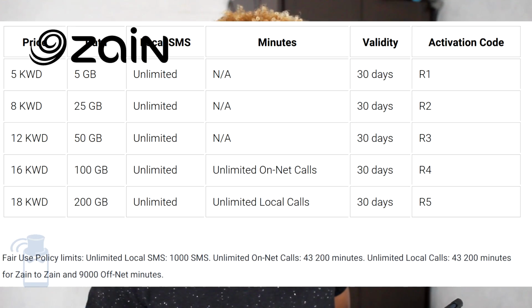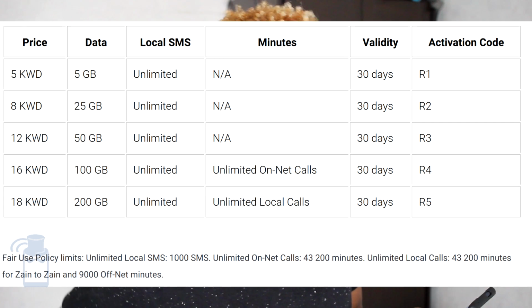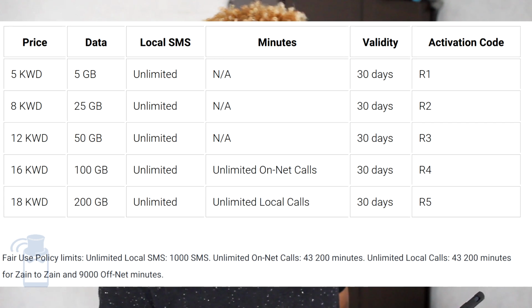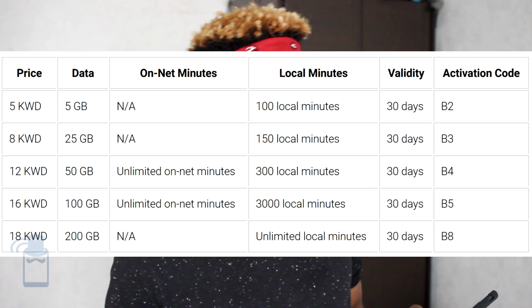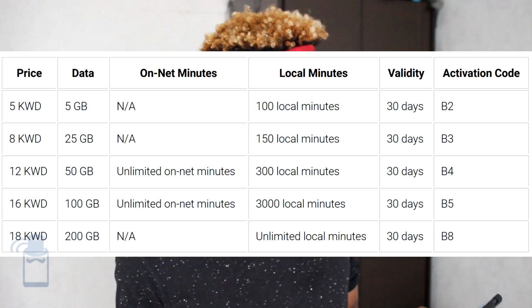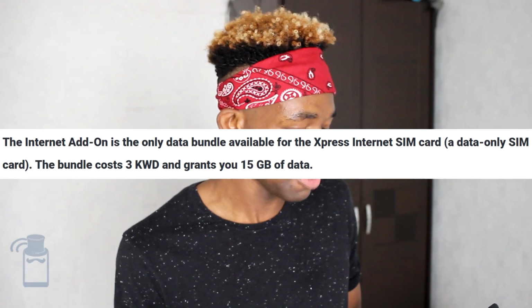Alright, so let's start with Zain. With the regular prepaid SIM cards you can get the Easy Internet bundles coming with data, unlimited local SMS and minutes. It could be either unlimited on net calls or unlimited local calls, all valid for 30 days. If you go with Ooredoo, you have the minutes and internet bundles coming with data, on net minutes, local minutes. If you have the data only SIM card, so the Express Internet SIM card, there's only one option: 3 KWD for 15 gigabytes of data. That's literally your only option, but it's quite okay for the price they charge you.